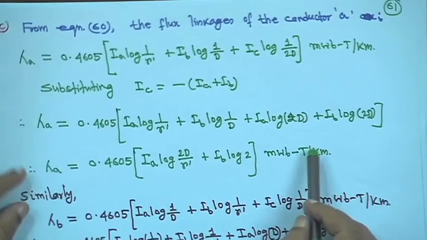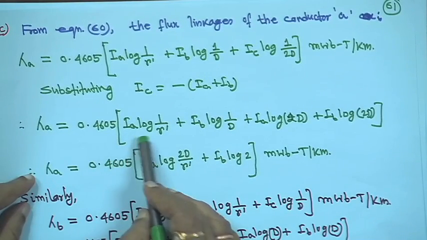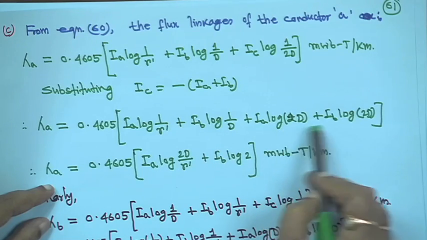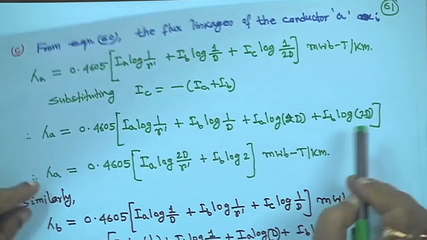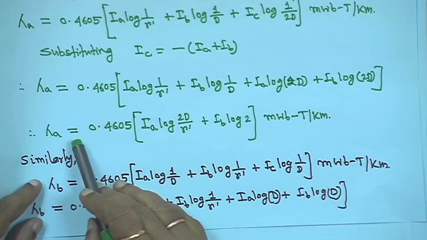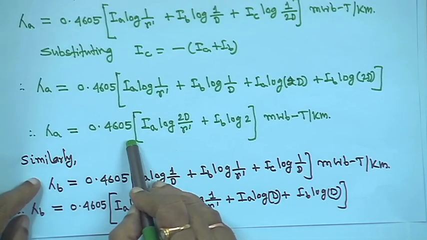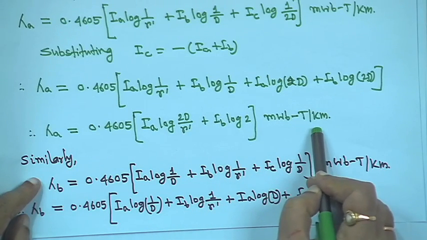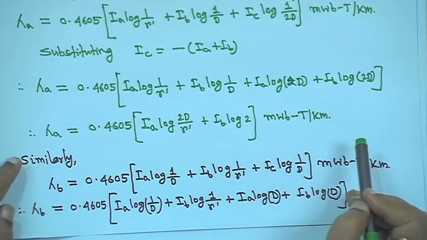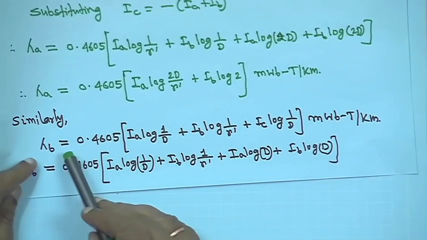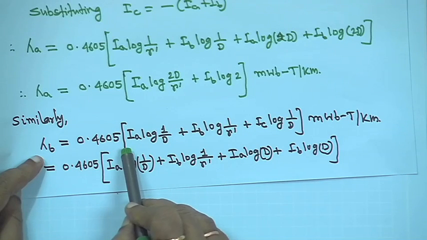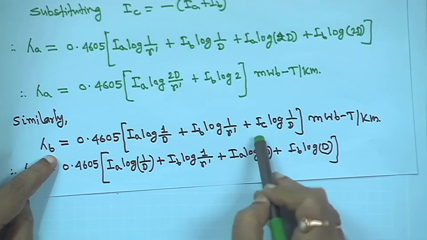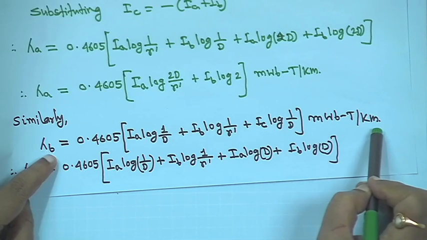If you do so, you will get lambda is equal to 0.4605 Ia log 1 upon r dash plus Ib log 1 upon d plus Ia log 2d plus Ib log 2d. If you further simplify, lambda A will be 0.4605 [Ia log 2d upon r dash plus Ib log 2d] milliweber turns per kilometer. Similarly, you compute lambda B: 0.4605 Ia log 1 upon d for the case of B, plus Ib log 1 upon r dash plus Ic log 1 upon d milliweber turns per kilometer.